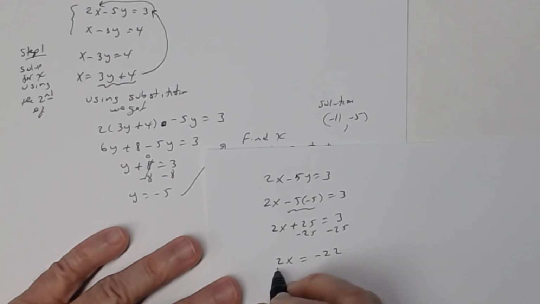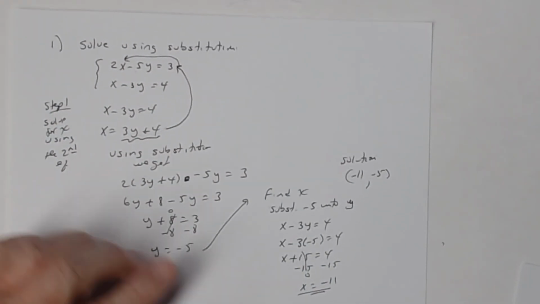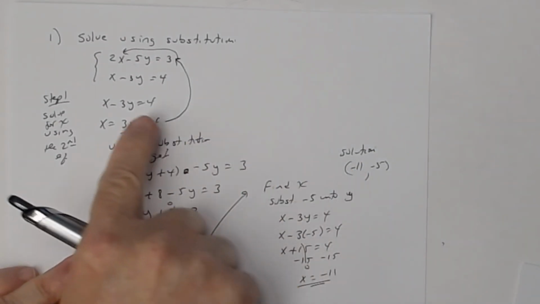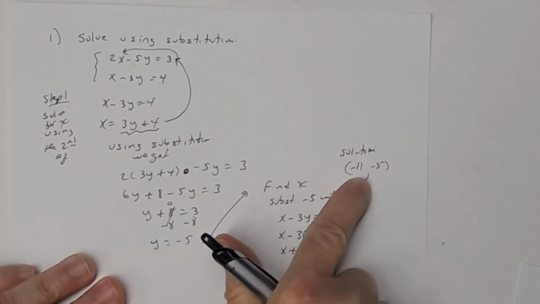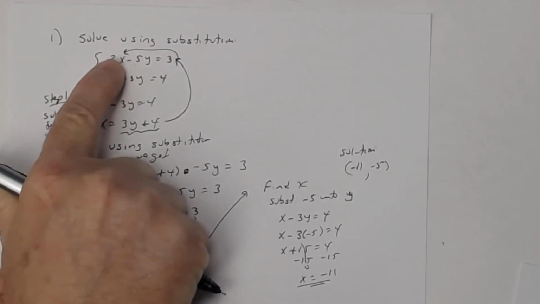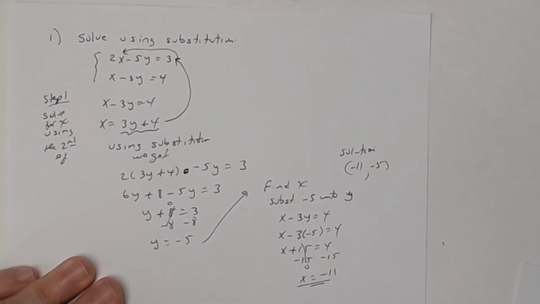And then to get x by itself, we divide both sides by 2, and notice I get x to be negative 11. So again, it did not matter which of those equations you chose. Okay? So there's your solution. So the ordered pair that makes this system a true statement, meaning that what x value, what y value will make the first equation and the second equation true at the same time.